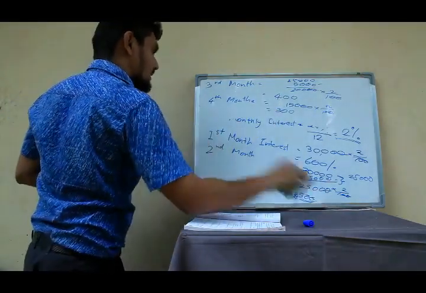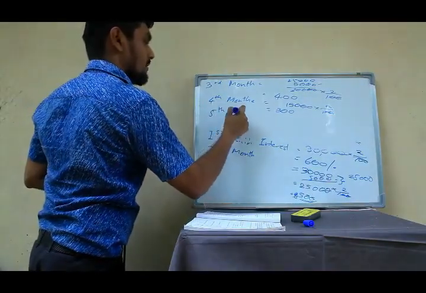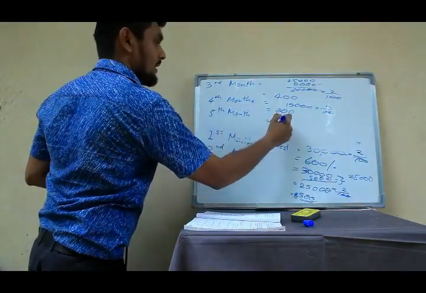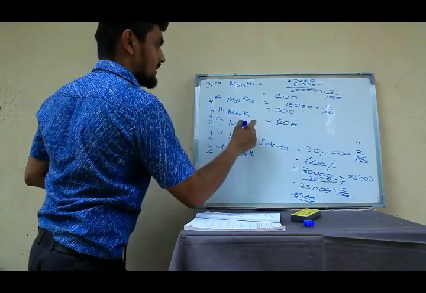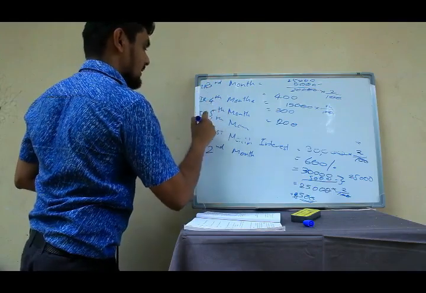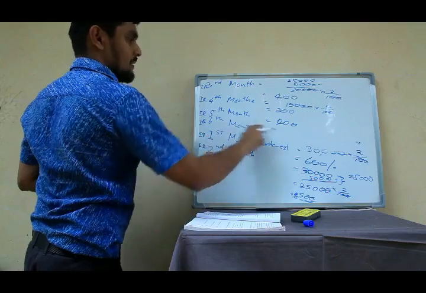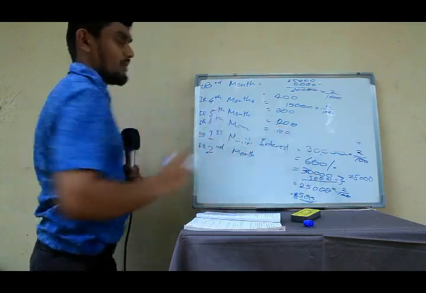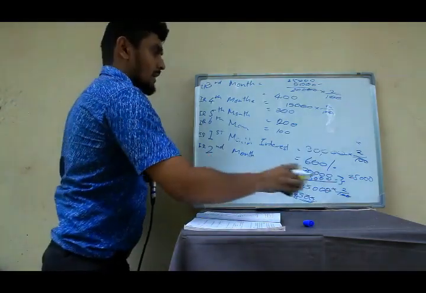Finally, after the fifth month, we get here 200, and in the sixth month the interest, IR, is 100 rupees. Right. So you can find it out this way.